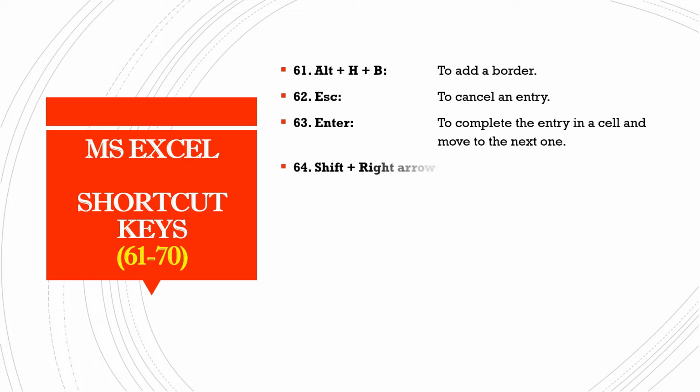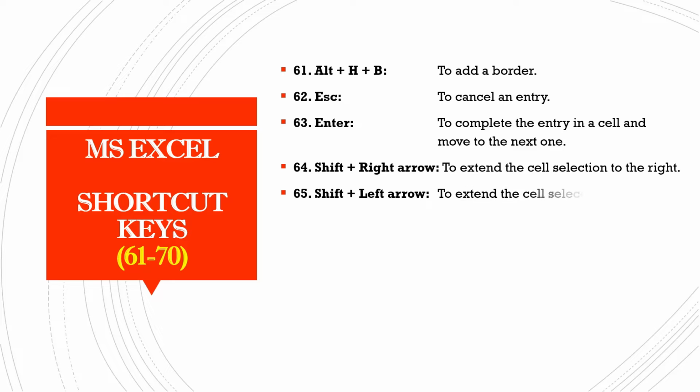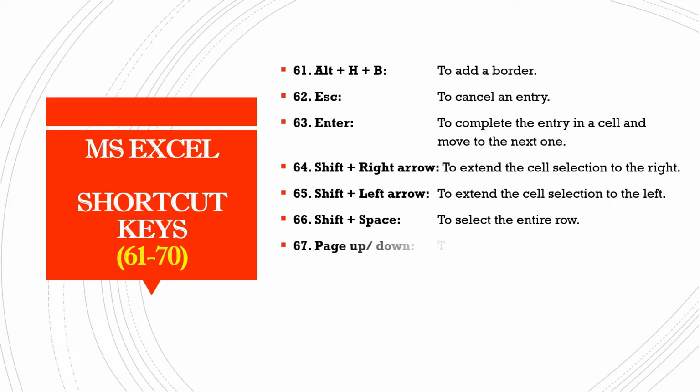Another shortcut Shift plus right arrow is used to extend the cell selection to the right. Another shortcut Shift plus left arrow is used to extend the cell selection to the left. Another shortcut key Shift plus space is used to select the entire row. Another shortcut Page up or down is used to move the screen up or down.